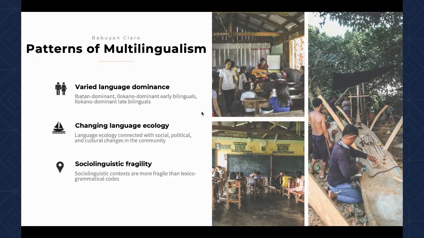the Ibatan language. And so it is important to highlight how crucial it is to know and understand the history of the community as well as its changing language ecology in order to have a good understanding and documentation of the language. So different categories of speakers with different dominance or proficiencies in the same language use the particular language differently. So I want to emphasize that variation exists even in a small community such as Babuyan Claro.